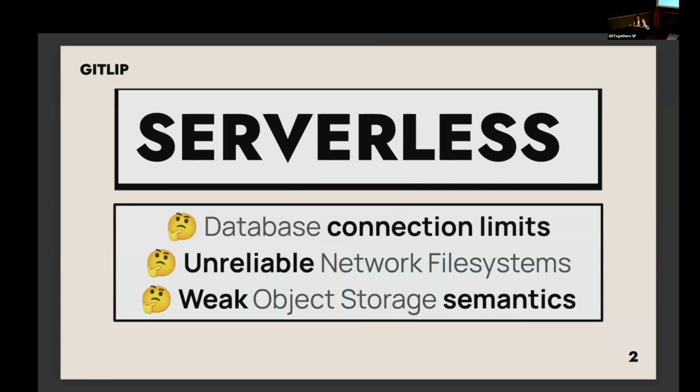There are many issues that one could raise with serverless and state management. So pooling connections to traditional databases that weren't built with serverless in mind, the complexity and the unreliability of network file systems, and the crude semantics of object storage projects, which are insufficient for transactional tasks, so consistency, latency, random access writes, etc.